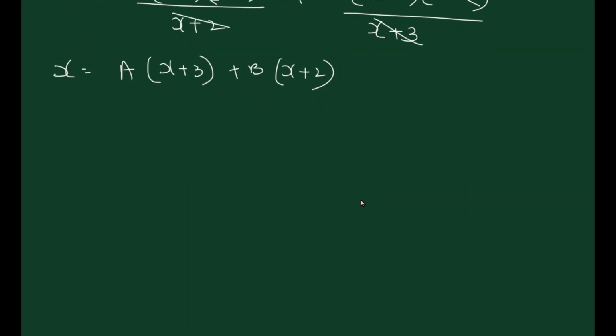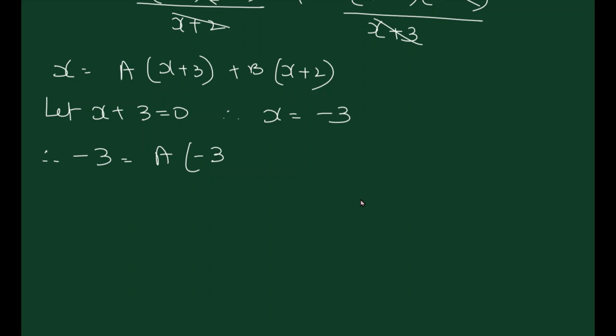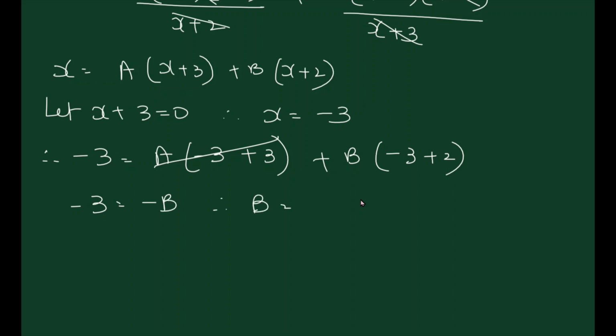Upon getting this, now we substitute, isn't it? We write let x plus 3 is equal to 0. Any one term as 0, say x plus 3 as 0. So therefore x is equal to minus 3, and therefore minus 3 is equal to a into this term plus b into (minus 3 plus 2). So a goes away because minus 3 plus 3 is 0 in this case. So thus we get minus 3 is equal to minus b, and therefore b becomes 1 upon 3.